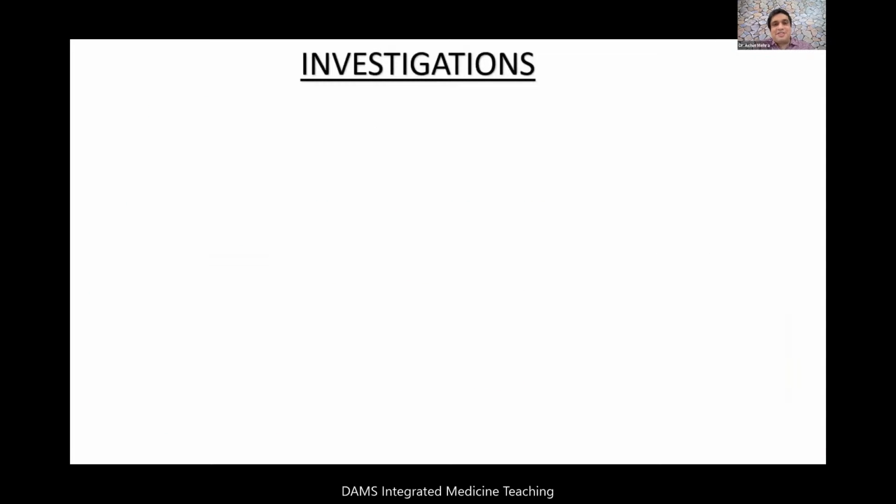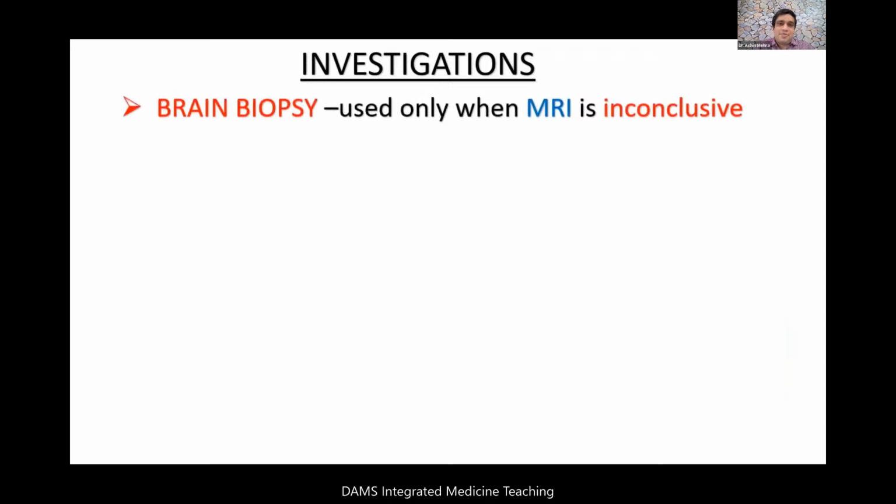Now going on to the investigation, they're very simple. Brain biopsy. Only when the MRI is inconclusive, we go for the brain biopsy. Now I request Dr. Sanjeev to pitch in, and sir can tell us something about the pathological features, how does the CJD actually happen, and what are the things that we've seen in the brain biopsy of these cases.